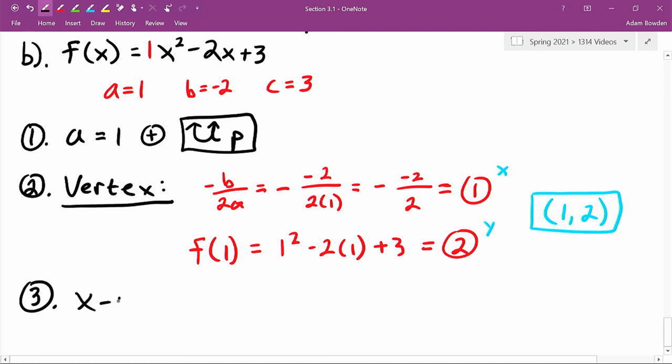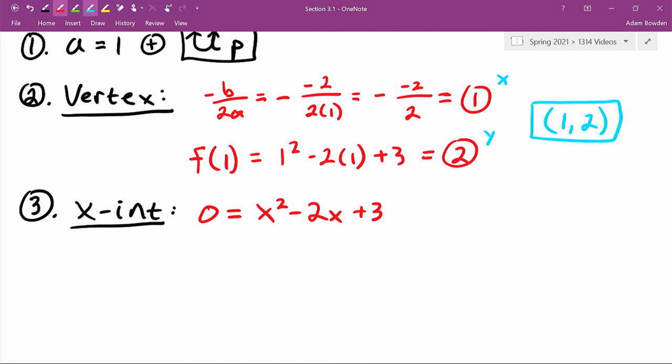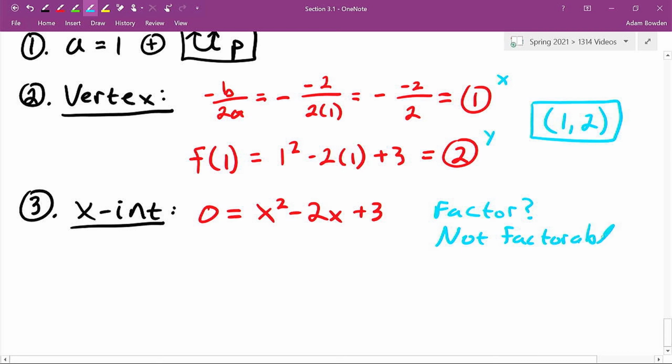And then next we'll find the x-intercepts. We set the whole thing equal to 0: 0 equals x squared minus 2x plus 3. Now you may want to pause here for a minute and think, will this factor? Since that's usually our first choice for solving it. In this case, it will not factor. So our only option then is to use the quadratic formula.